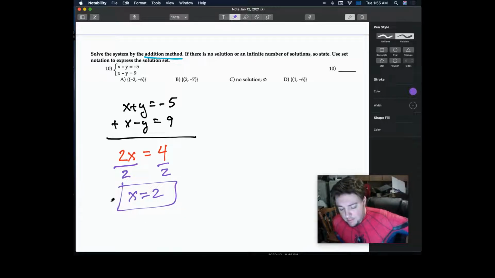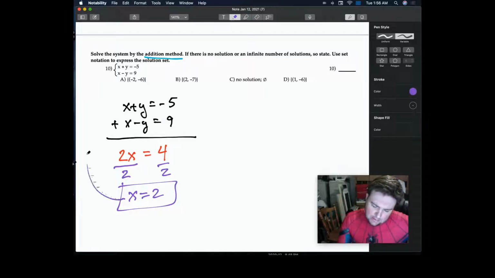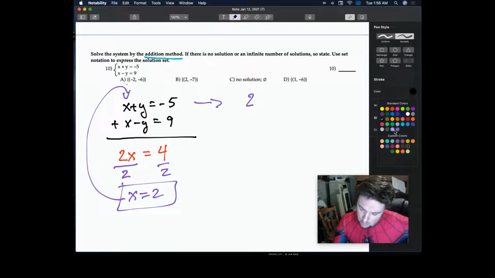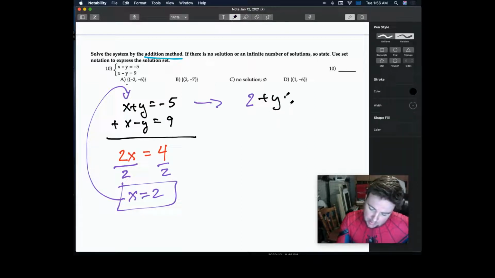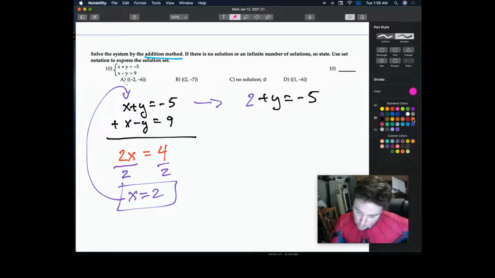And so if x is 2, what now? Well, it's just like the other methods, right? We just take that value of 2 and we plug it back into whatever equation makes us happy. Okay, I like the top one. You got negatives no matter what, but I think the top is a little cleaner when I get to play with the x values. So x is going to be 2 plus y equals -5. And then we're just going to solve that.